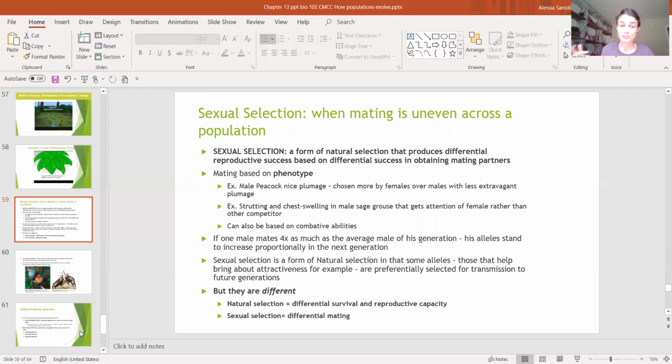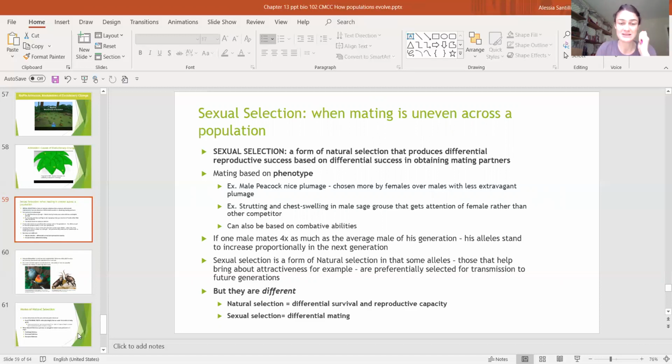For example, you see this a lot with birds. The more flamboyant and the more attractive a male bird is, the more chance a female bird has to choose that male bird and therefore have offspring with it. So this is based completely on the phenotype, the attraction level of the organisms involved.